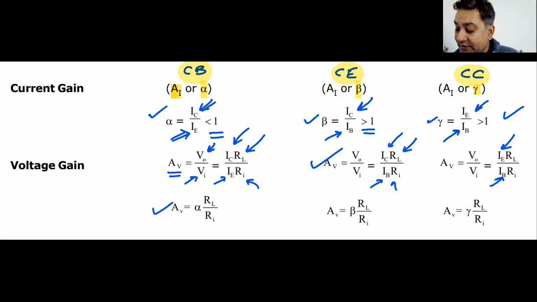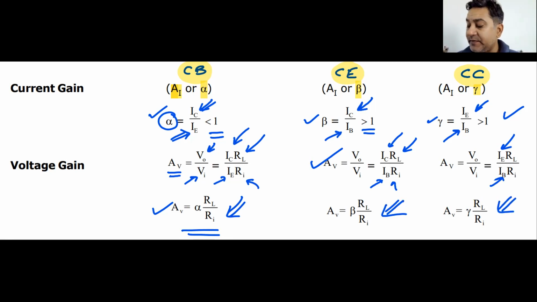Then, sir, we can write a formula. We know the value of alpha from here, so we can write it in terms of alpha multiplied by RL by RI. We can write beta multiplied by RL by RI. You can write here gamma multiplied by RL by RI. Then I'll give you a minute, 2 minutes, to note it down. If you have any doubts, please ask. Else we will move forward after a minute.